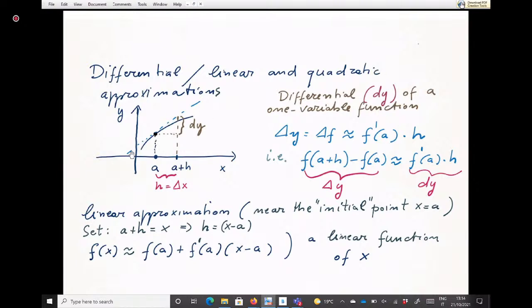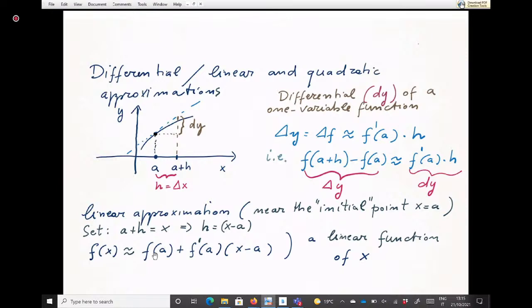So if we have a function of one variable, which is regular, so it is differentiable, we take an initial point, a, we can replace the expression of our one variable function with a linear function of x, which is the equation of the straight line tangent to this curve at the point a. And the equation of this straight line is f of a, which means the value of the function at the initial point, plus the slope of the tangent line, which is the derivative at the initial point, times x minus a, okay? So this is the linear approximation to f of x.